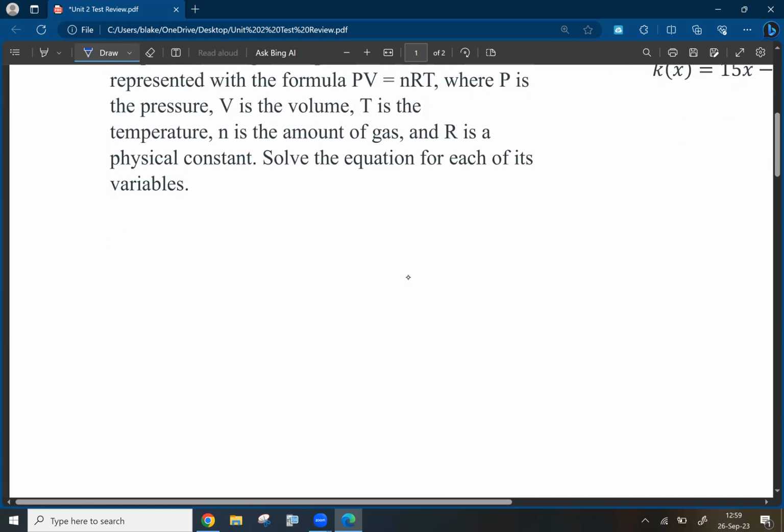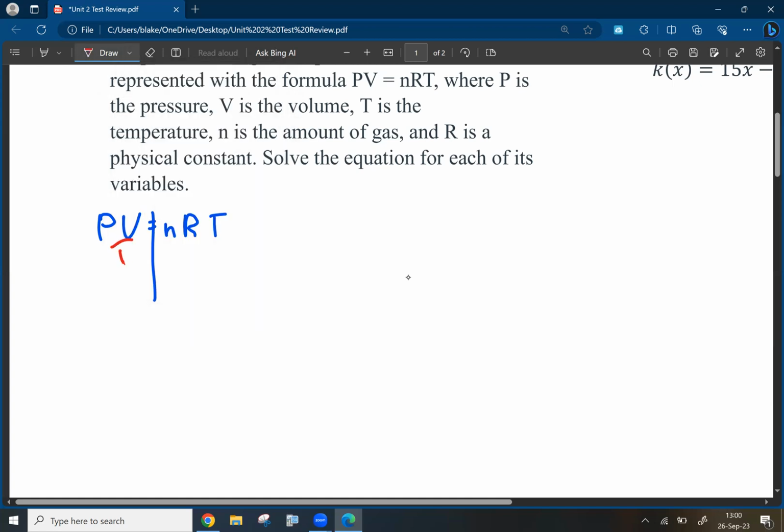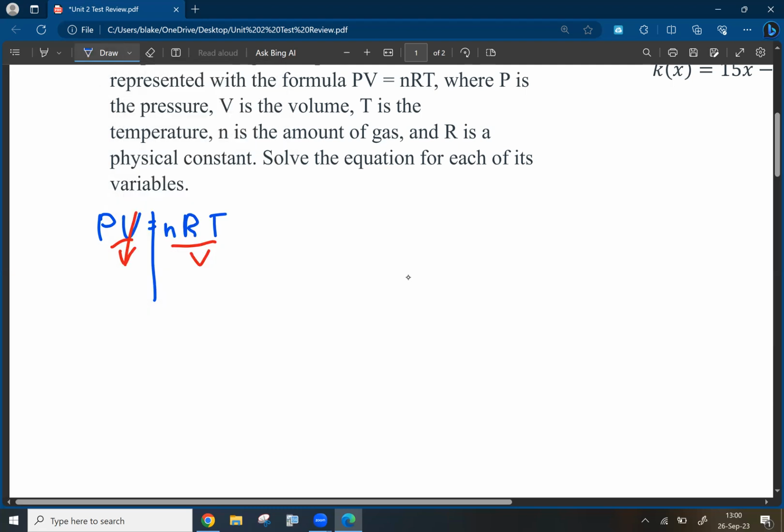So if we do it for P, let's set this up. So PV equals nRT. So if we solve for P, then we'll have to divide by V to cancel it out. So we'll divide this side by V. And so we'll have our answer, P will equal nRT divided by V. So that's one answer.